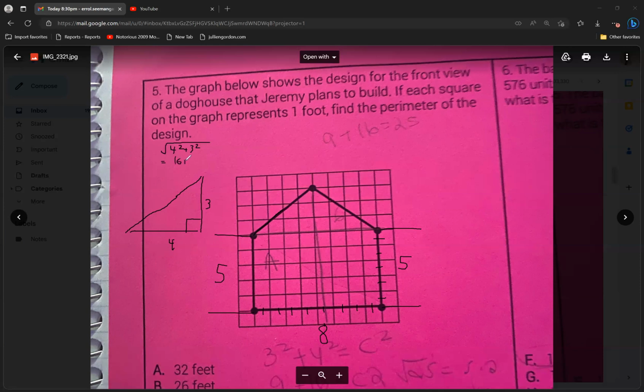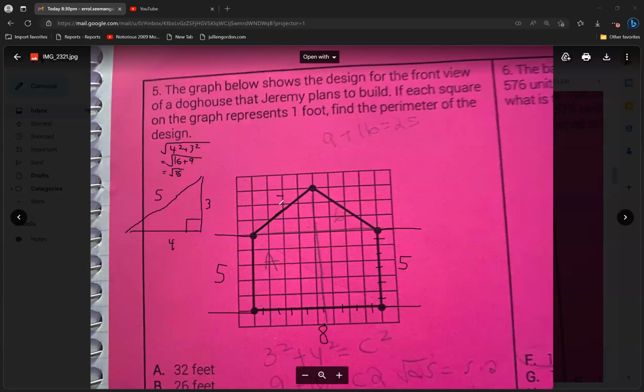16 plus 9. What's the root of 16 plus 9? Root of 25, right? So what's the root of 25? 5. There you go. So that's 5. Yeah, that's right. 16 plus 9. Oh, that's how you got that. Okay. Yep. 25. And then same thing.